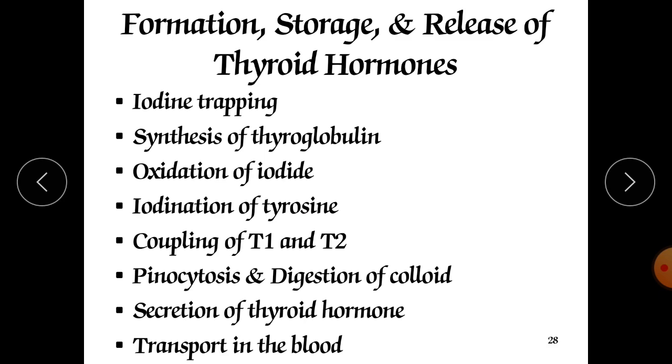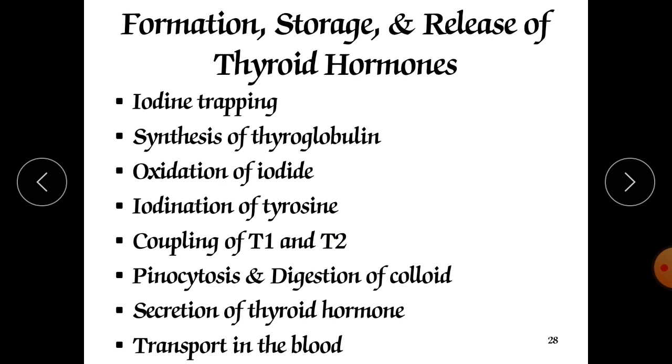Now next, coupling. This coupling is very important. Coupling decides which hormone and how much hormone is going to be produced. Coupling is very important, try to understand. I will explain how coupling plays a major role in which hormone will be produced and how much it will produce. So, coupling of T3 and T4.